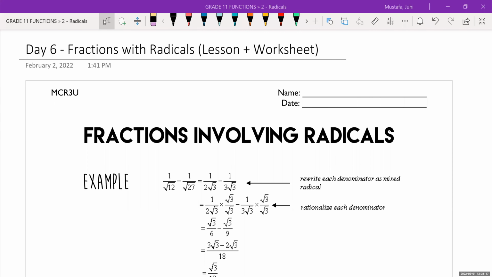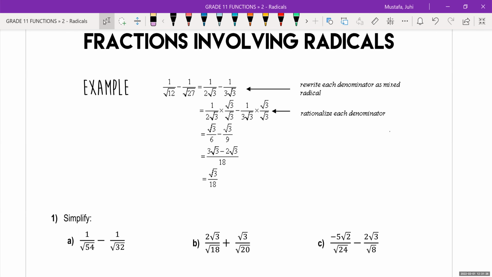So for our last lesson for this unit, we're going to be talking about fractions involving radicals. I've given you an example, and then we're going to try 3 examples of our own. If you take a look at the example, we have 1 over root 12 minus 1 over root 27.